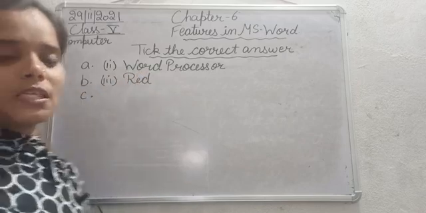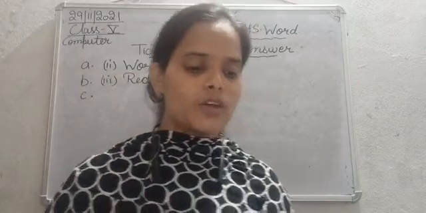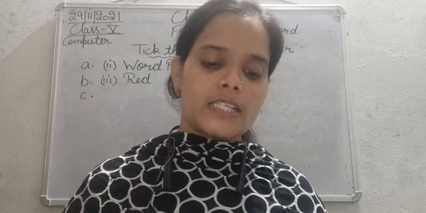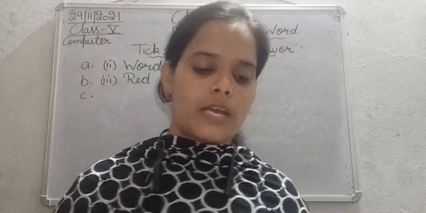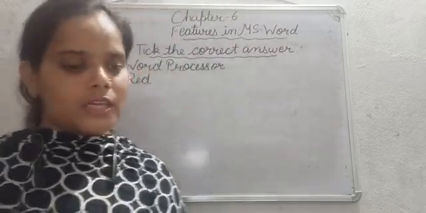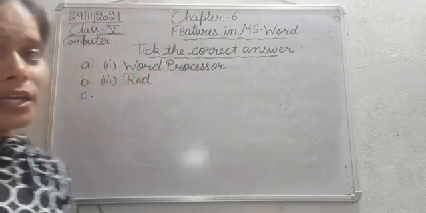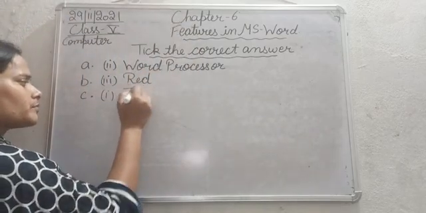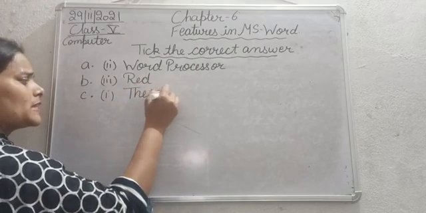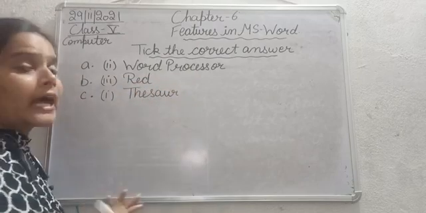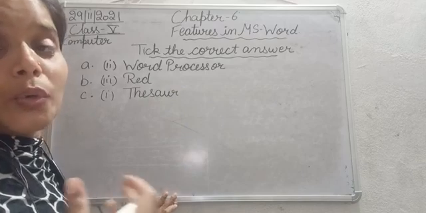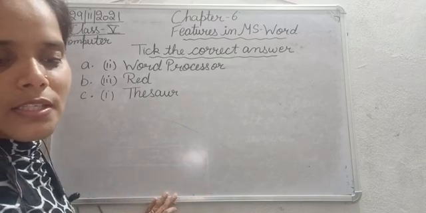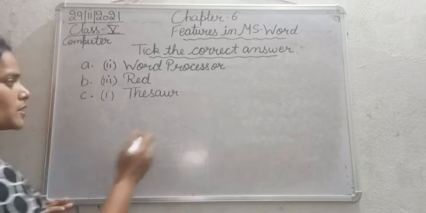Moving next to the C1. A list of words grouped together containing synonyms and antonyms is known as thesaurus. That is option number 1. The thesaurus option in MS Word contains the antonyms and synonyms. So you can replace it with any word that suits your sentence. So that is thesaurus.